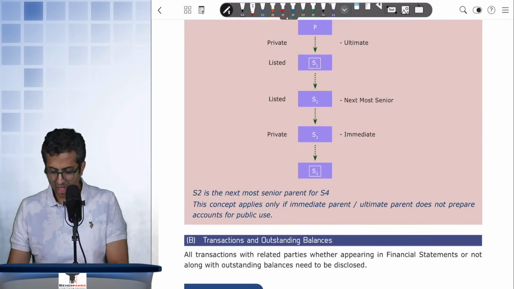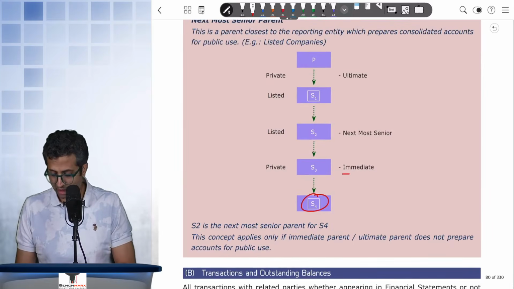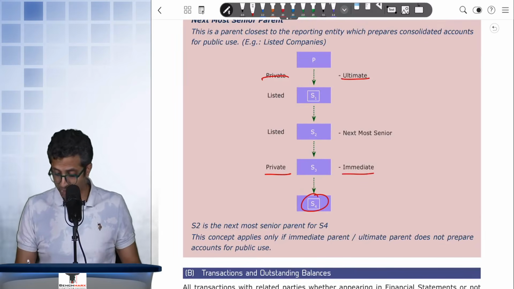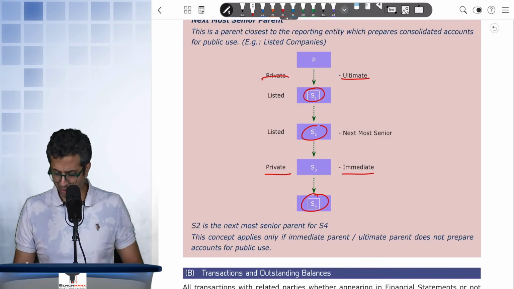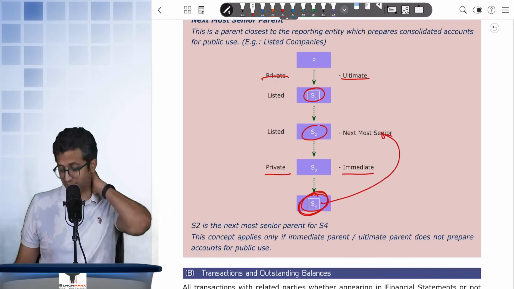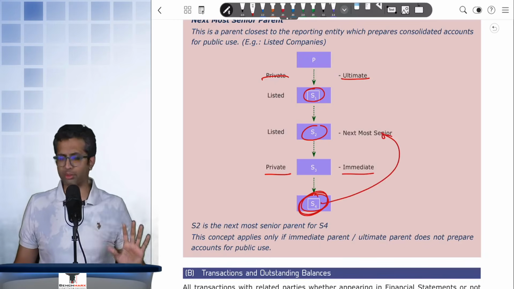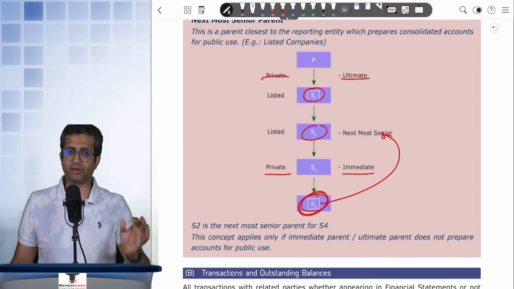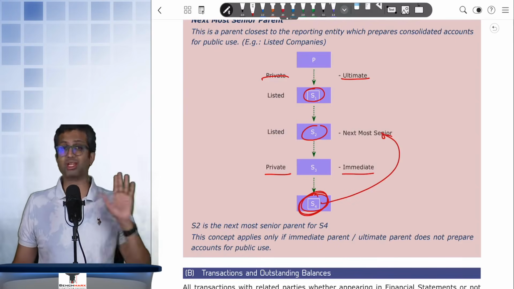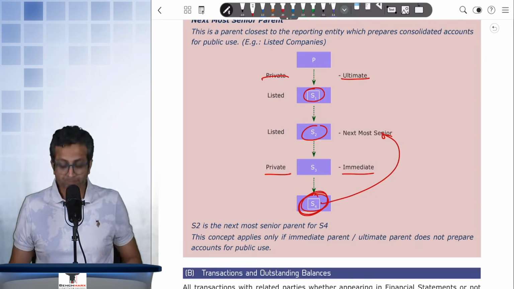Like you will have a situation like this for S4. The immediate parent is private. This is my immediate parent. The ultimate parent is also private. So they're not preparing accounts for public use. However, S2 as well as S1 are listed and hence they are preparing accounts for public use. So for S4, we can say that the closest entity is S2, which is preparing consolidated accounts for public use, within which S4 will be consolidated, and hence you can identify this as a next most senior parent. If applicable, it might come for an MCQ.